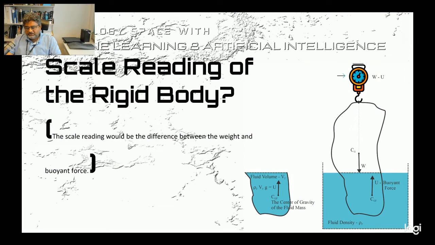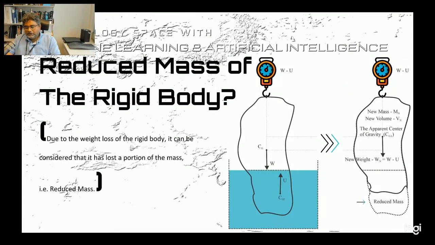So the difference between the weight coming down from the rigid body as well as the buoyant force working against the rigid body will be reflected on the scale reading. So because of that reason, the scale reading would be W minus U. Due to the buoyant force acting upon the rigid body from that fluid, the rigid body feels like it has lost some weight. So that concept is reflected on the scale reading, saying it is the reading of W minus U rather than the W. So that means the scale is telling that the initial weight of the rigid body is somewhat reduced due to that buoyant force. So that means the rigid body will feel like it has lost some weight.